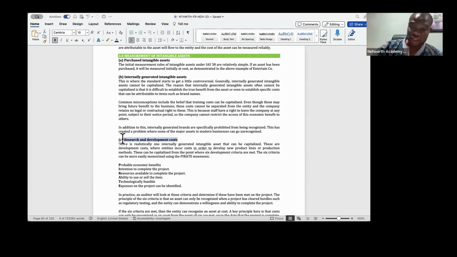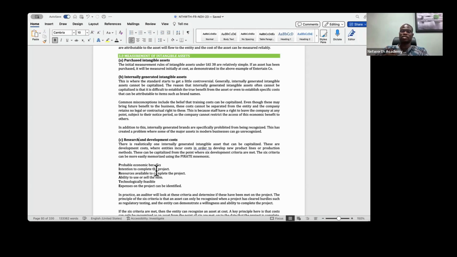So there are two costs here, and they are not the same. There is research cost and there is development cost. Research cost should be expensed. It should be transferred to P or L. It's not something you capitalize as an asset. Expense it. But development costs can only be capitalized if they meet 6 criteria. I usually ask this a lot.